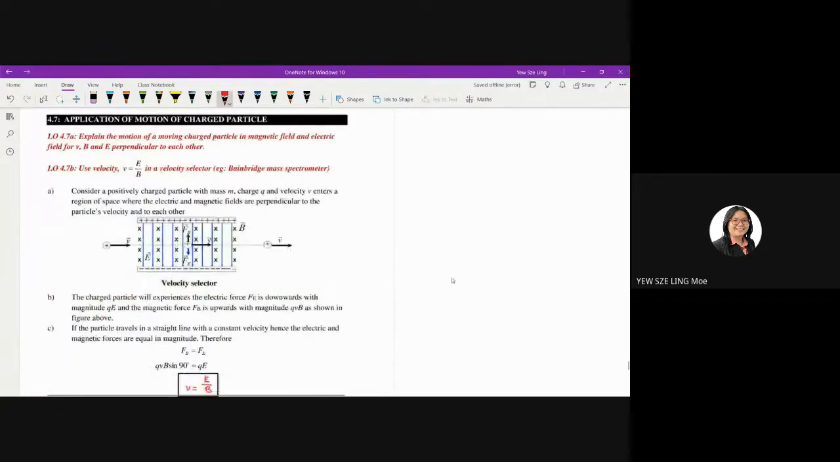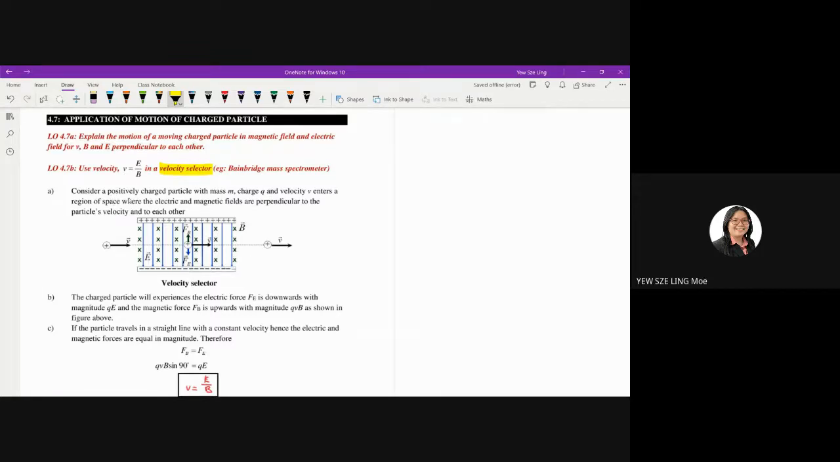Now, last page, last subtopic: applications of motion of charged particles. So where can we use moving charged particles in a magnetic field? Explain the motion of a moving charged particle in a magnetic field and electric field for v, B, and E perpendicular to each other, and use it in a velocity selector. We will discuss the velocity selector in chapter 11. Right now, you just have to know how to calculate the value of v, the velocity.